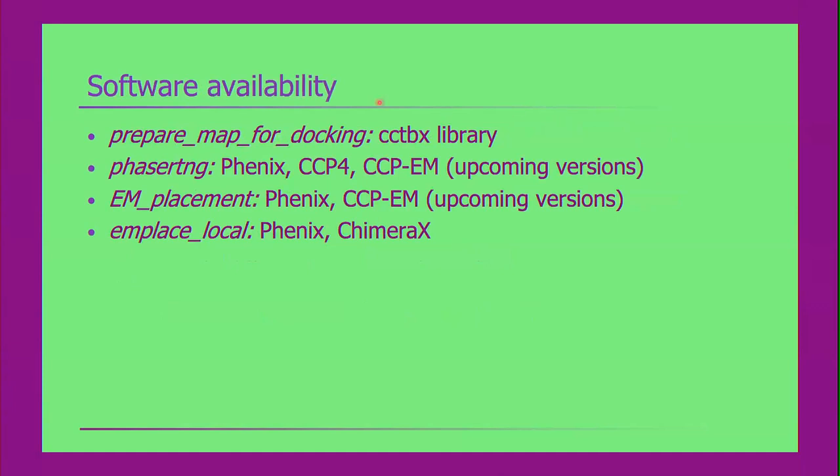The software is all available. The prepare map for docking is in the CCP-EM library, which has a very liberal license. Phaser TNG is one component you need to use. That's in Phenix and CCP4, and will be in CCP-EM. Same for EM placement, and in place local is currently just available in Phenix and ChimeraX, but it should be in CCP-EM at some point too.